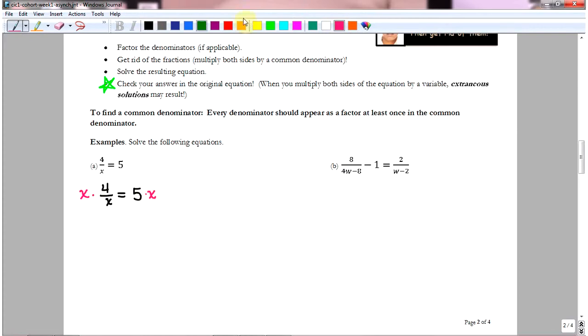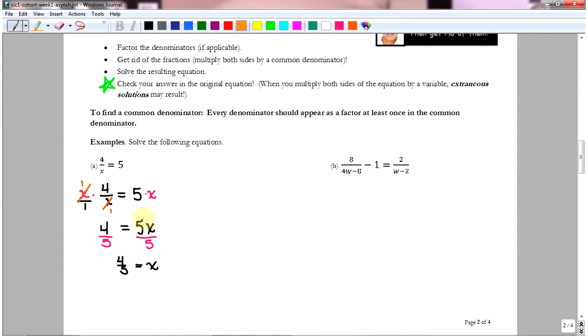So on the left, remember you can think of x as being over 1. So we see that the x's cancel out, and we're just left with 4 over 1, or 4. The right side, we just have a 5x. So now we're ready to solve. Our last step is to divide both sides by 5. And we end up with x is equal to 4 over 5.